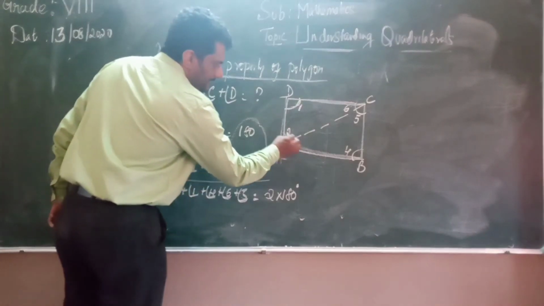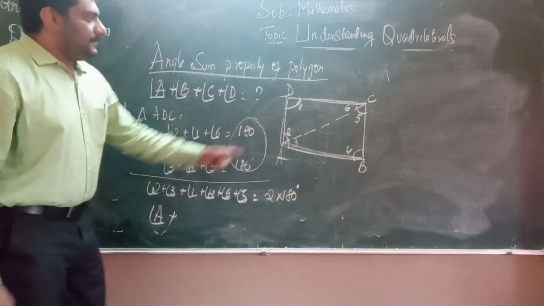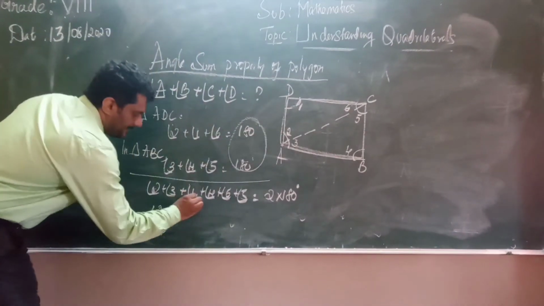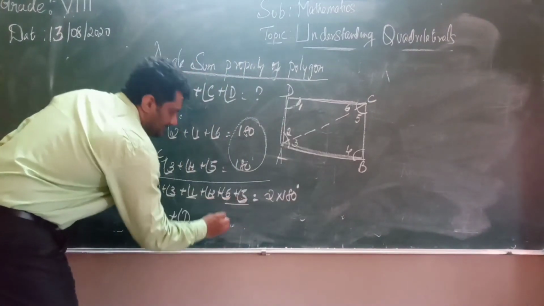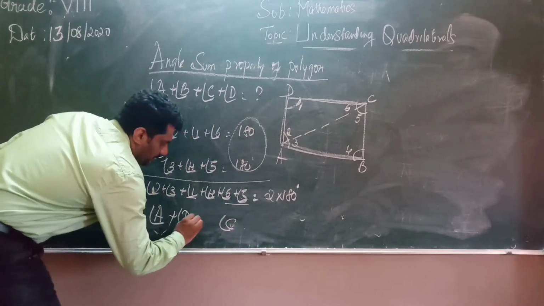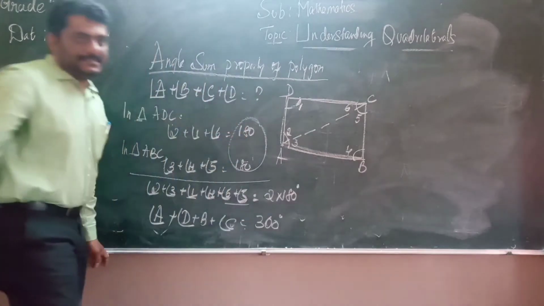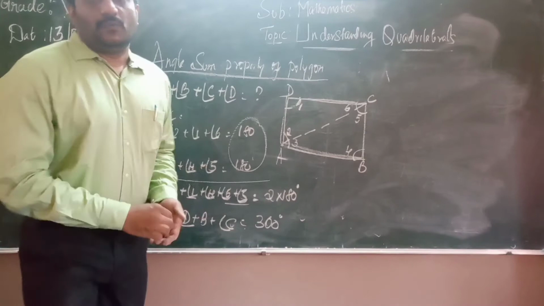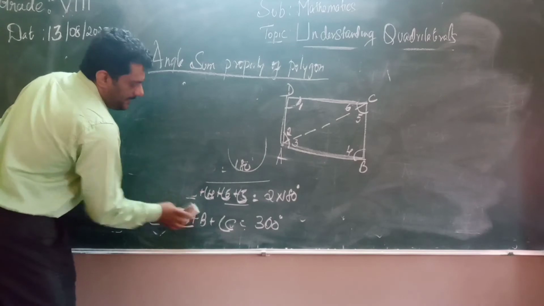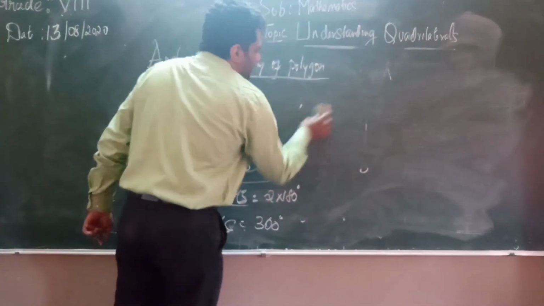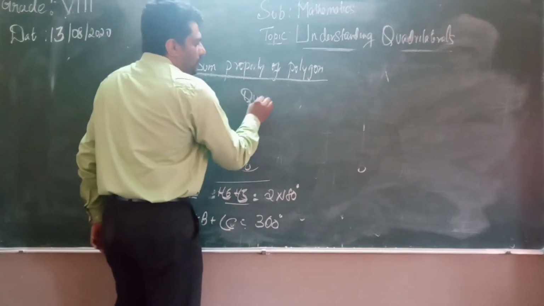Now here, what is angle 2 plus angle 3? Angle A. What is angle 1? Angle B. What is angle 6 and 5? This is angle C. Angle 4 is angle D. We get 360. So what is the answer for this? When we add all the angles in a quadrilateral, we get 360 degrees. Quadrilateral.